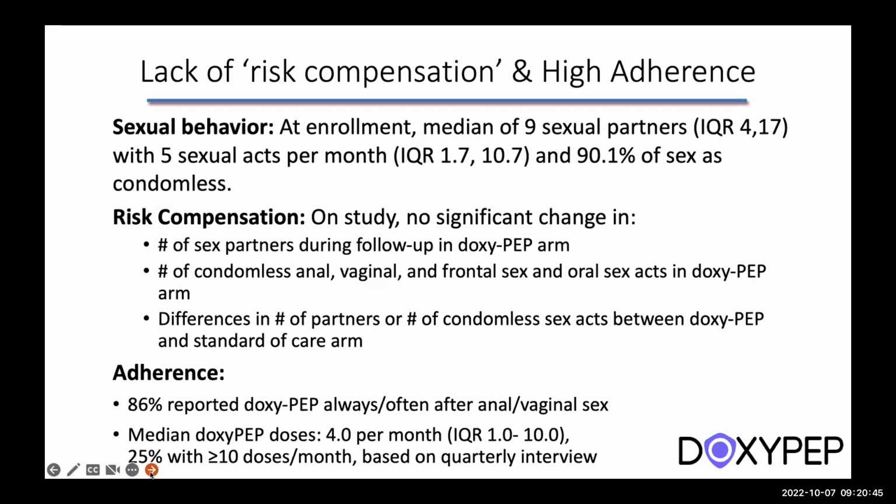Adherence is challenging to measure in a precise way in an event-driven kind of study, but based on self-report, 86% reported DoxyPEP always or often after anal or vaginal sex. And our best estimate about how much they took, based on the self-report data, is that they took about 4 doses per month. But just again, look at the distribution and you can see that about a quarter reported 10 doses per month or more based on our quarterly interviews.